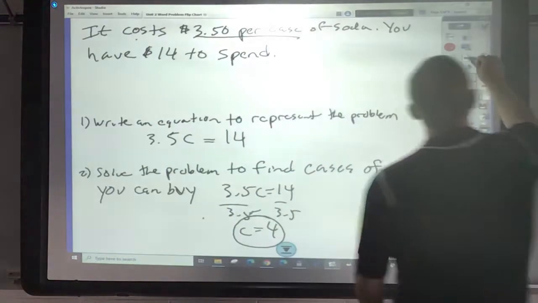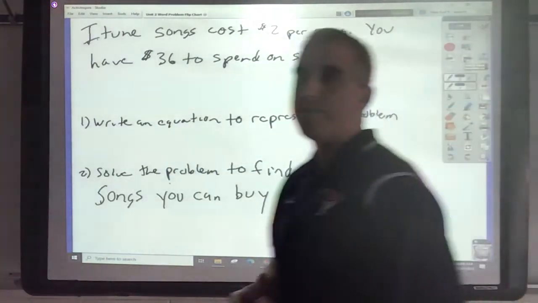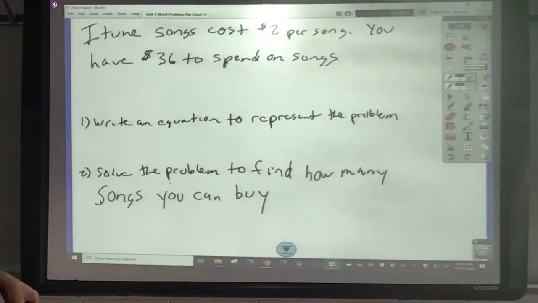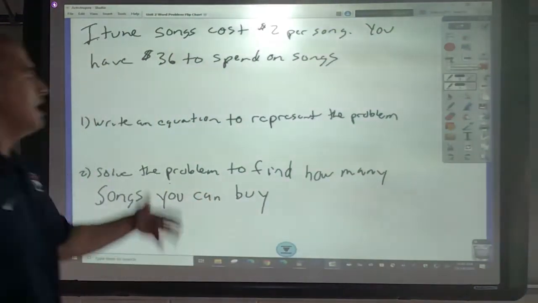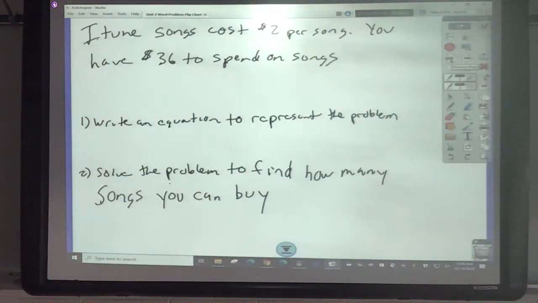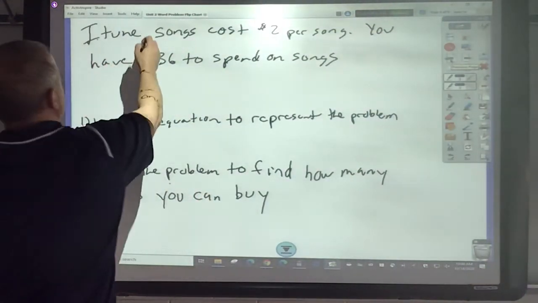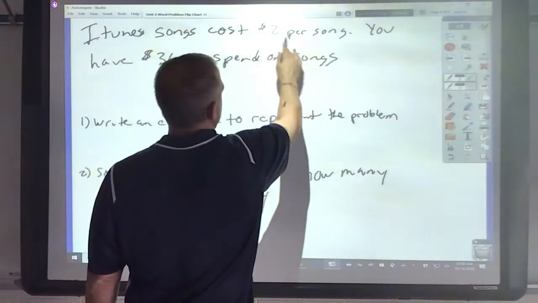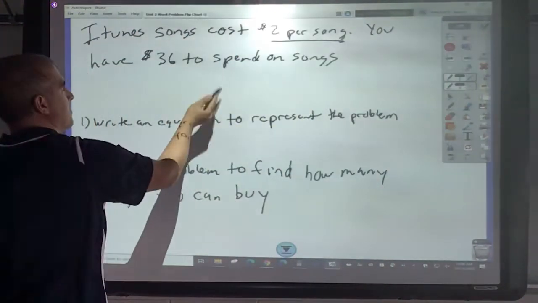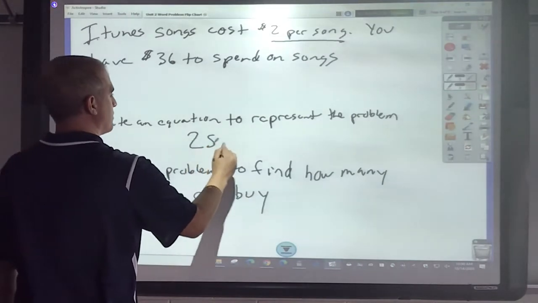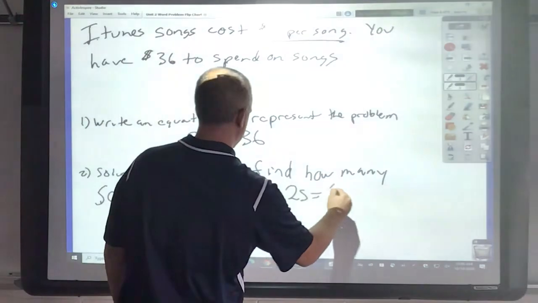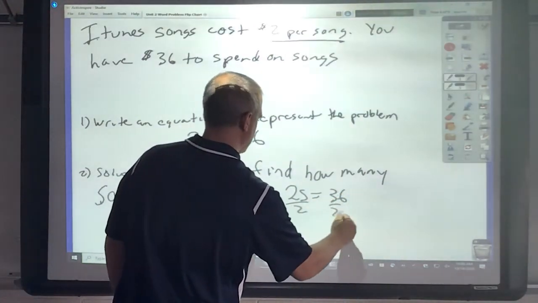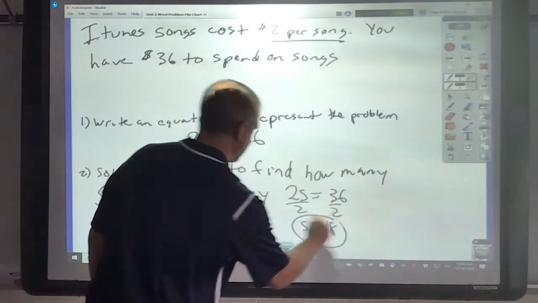So what I would like you to do is go ahead and pause your video and work on this problem. Unpause. iTunes: songs cost $2 per song, and you have $36 to spend. So 2 times the songs equals 36 to spend. Divide by 2, S equals 18.